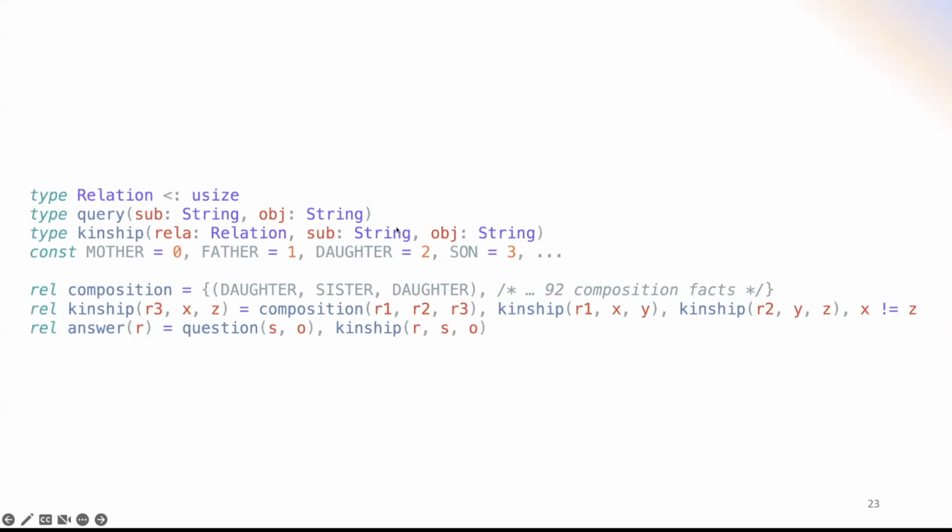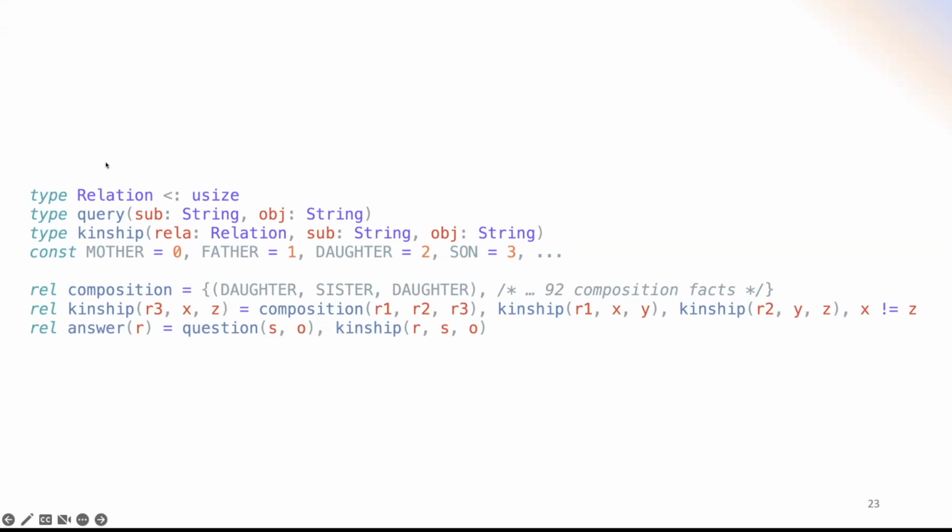This is one program written in Scallop, and let me go through some of the details. First of all, we define some types. We have the query. The query is the question that the user asks: what is the relationship between subject and object? And then the kinship relation is what's being extracted by neural networks from the natural language text, and it encodes a relationship between subject and object. Note that all of the facts under this relation would be probabilistic and differentiable.